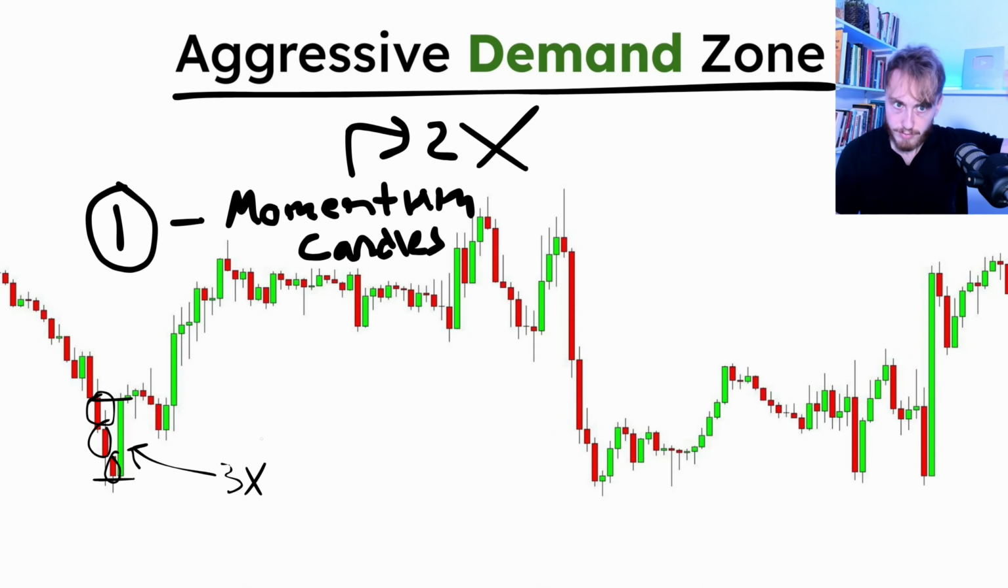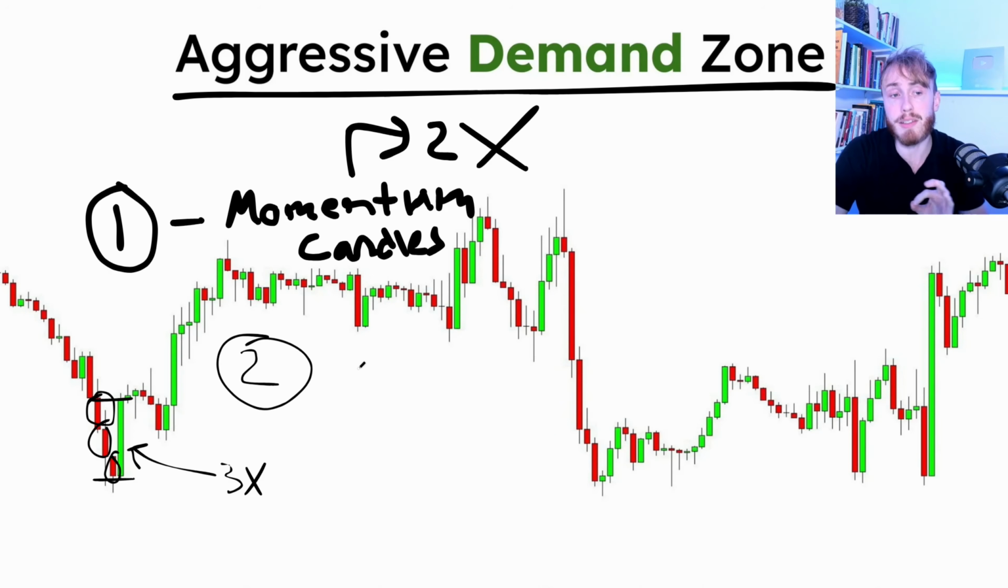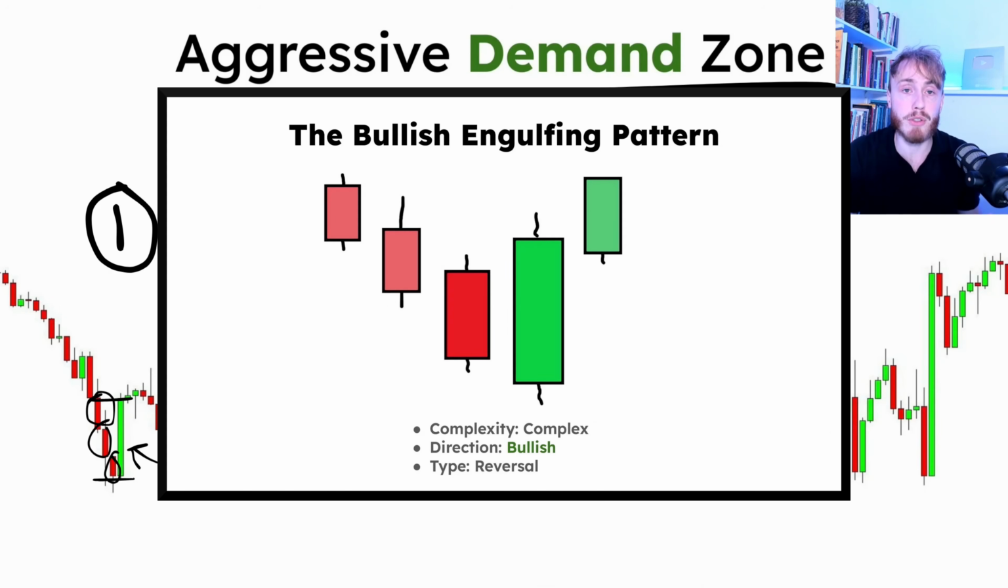And here, it's important to mention that different traders will have slightly different rules for what is an aggressive demand zone. Some traders even call it other things, but this is what I'm looking out for. The second sign I'm looking out for to identify aggressive demand zones is something called bullish engulfing candles. A bullish engulfing candle is a candle that completely engulfs the prior red candle. So it needs to open below and close above the previous candle.